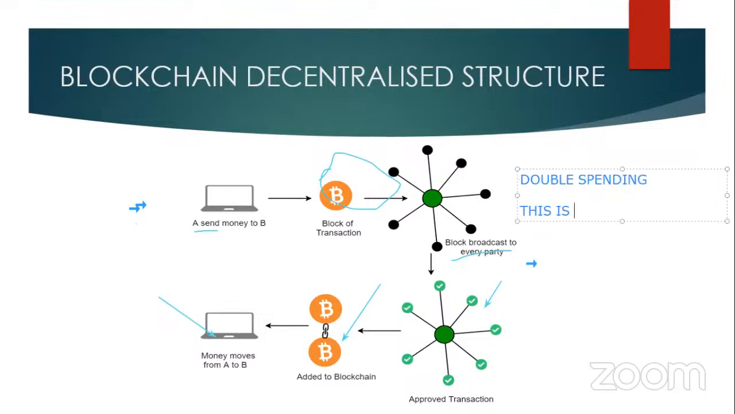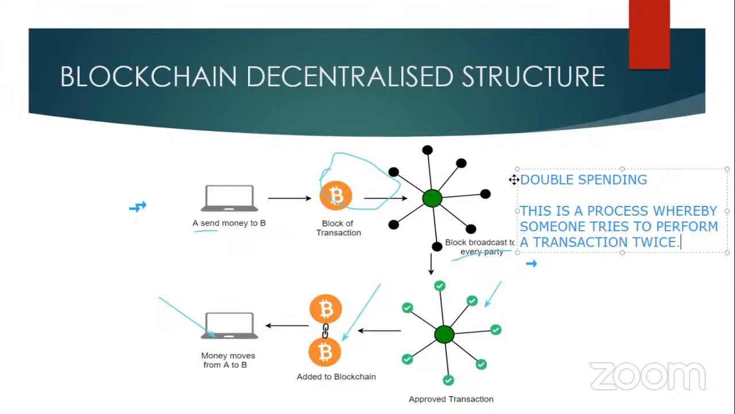Double spending is simply a process whereby someone tries to perform a transaction twice. It can be fraudulent. Before Bitcoin, the blockchain existed, but double spending was a serious issue. So that was what Satoshi Nakamoto capitalized on.